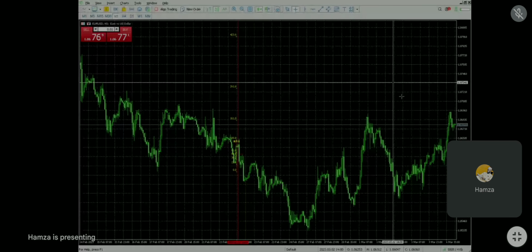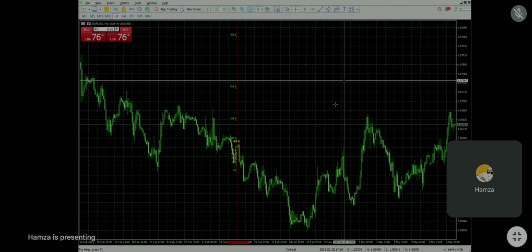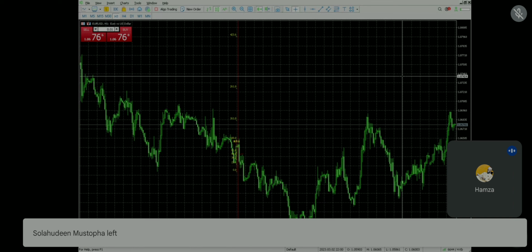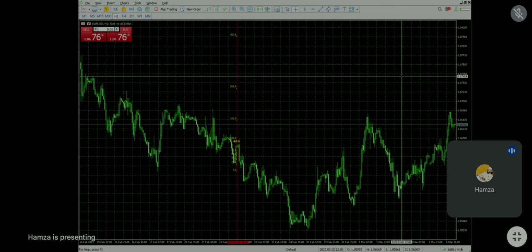Now, look at what I'm moving with now. I'm sure you can see. Look at the numbers. Currently, the number is 1.07424. So I'm going to move. Let me change the time frame.